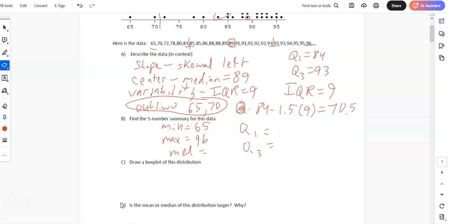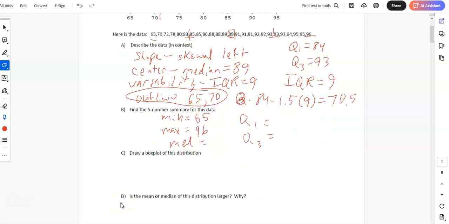Draw a box plot. Okay, so we have to draw a box plot of this. So draw your scale. We got to go from 65 to about 100. So I'm going to go by 5: 65, 70, 75, 80, 85, 90. It's not quite spaced as evenly as I wanted, but oh well. 100. We can call a title for this, so the exam scores.